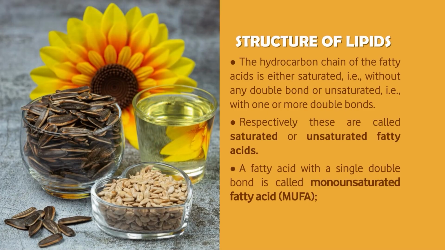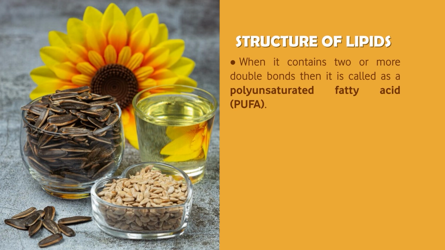or unsaturated, that is with one or more double bonds. Respectively, these are called saturated or unsaturated fatty acids. A fatty acid with a single double bond is called a monounsaturated fatty acid or MUFA. When it contains two or more double bonds, then it is called a polyunsaturated fatty acid or PUFA.